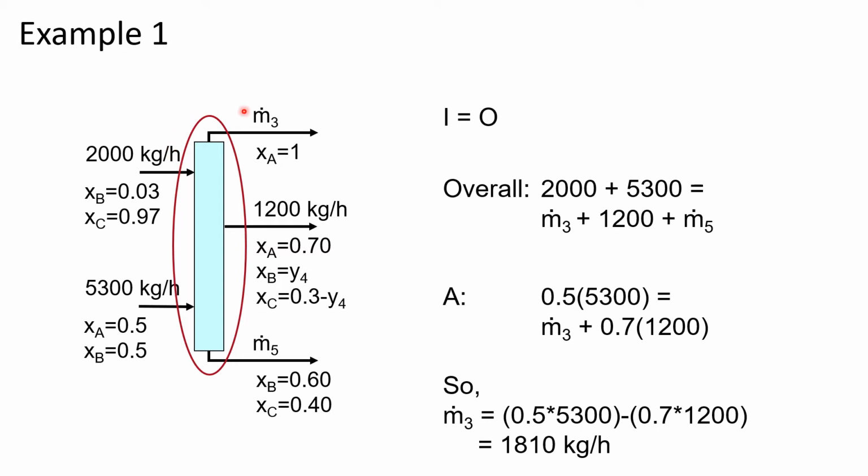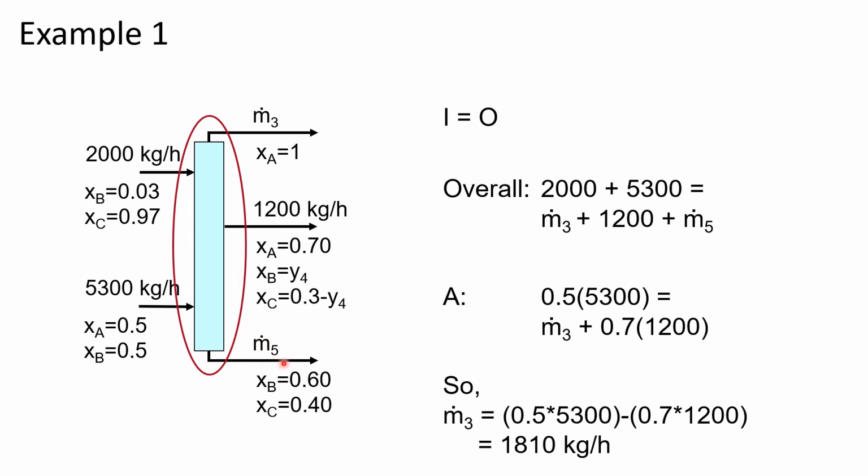So let's move on to the next stream, which is one coming out. The fraction of this which is A is 1. It's pure A. So the amount of A that's coming out is going to be 1 times m dot 3. We'll put that on the right-hand side of the equals in our mass balance. We move down to this next stream. 70% of it, or 0.7 fraction of it, is A. So we'll take 0.7 multiplied by 1,200 to get the amount of A that comes out in that stream and put it on the right-hand side as well.